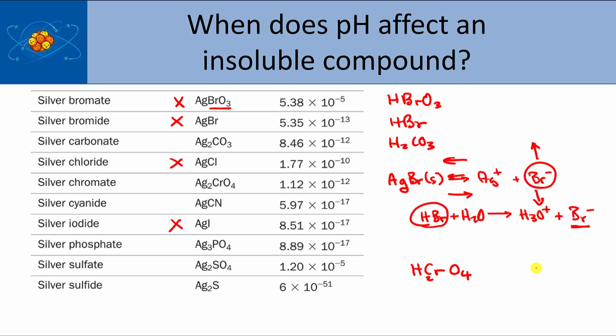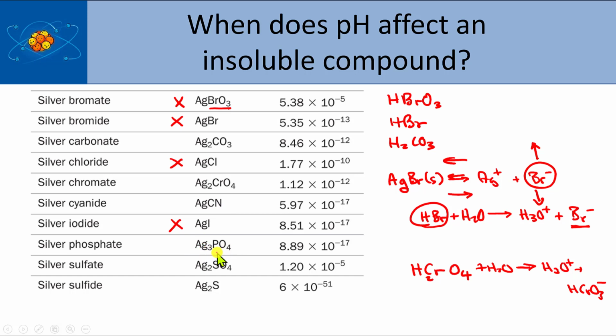Sorry, the first ionization would be plus water and make H3O plus and HCrO4 minus. So that one's strong, but the second ionization is weak, and so that one you would expect to have some dependence on solubility. And I'll get to some of that on the next slide. So this one will be pH dependent. This one will be pH dependent.